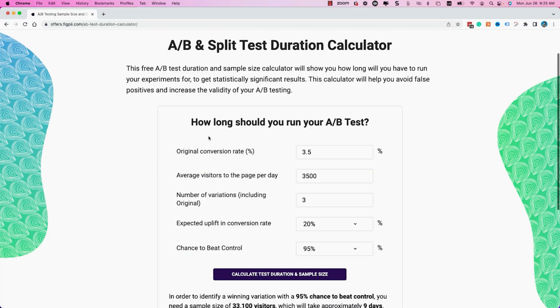Shortly, I'm going to jump into a sample size calculator that we have on FigPy, and I'm going to show you how some of the rules that I'm about to mention are actually reflected in the sample size that is required for an A/B experiment.